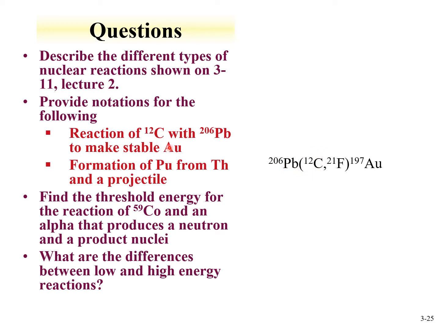You need to know what stable gold is. If you look in your chart of the nuclides, you'll see that gold 197 is the stable isotope. And then from there, to difference the remaining material, you can write as one isotope, and that would be fluorine 21.